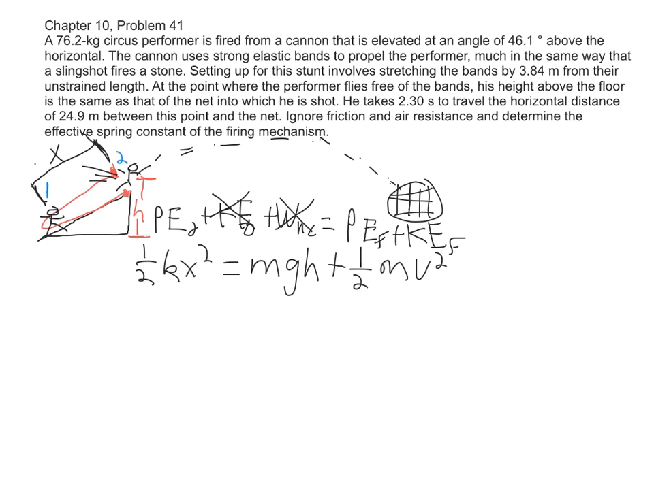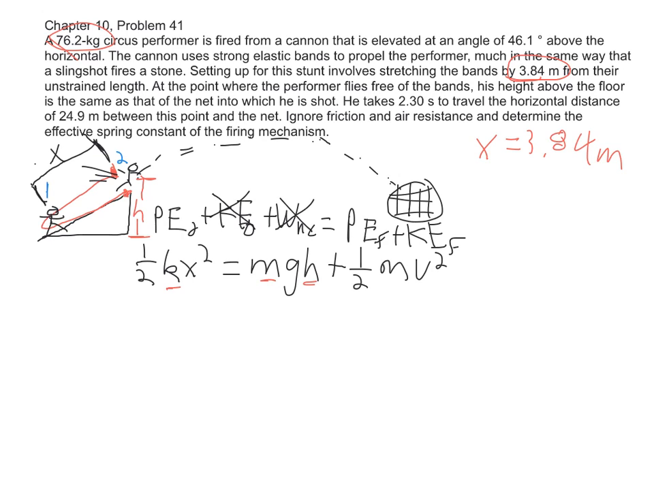So we're asked to find k, and let's see what we're given. If we look at the problem statement, are we given any values? We said that the bands are stretched by this distance here, so x is given to us as 3.84 meters. We want k. m is given to us, we see that up here. g we know. What about h?